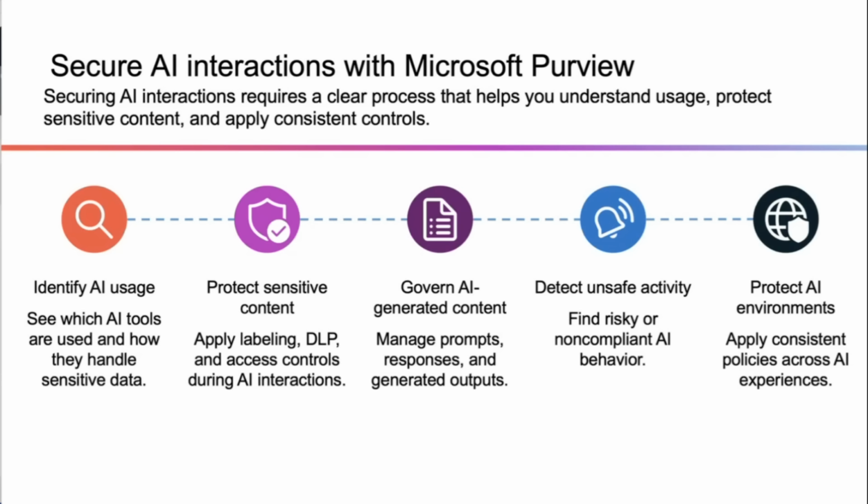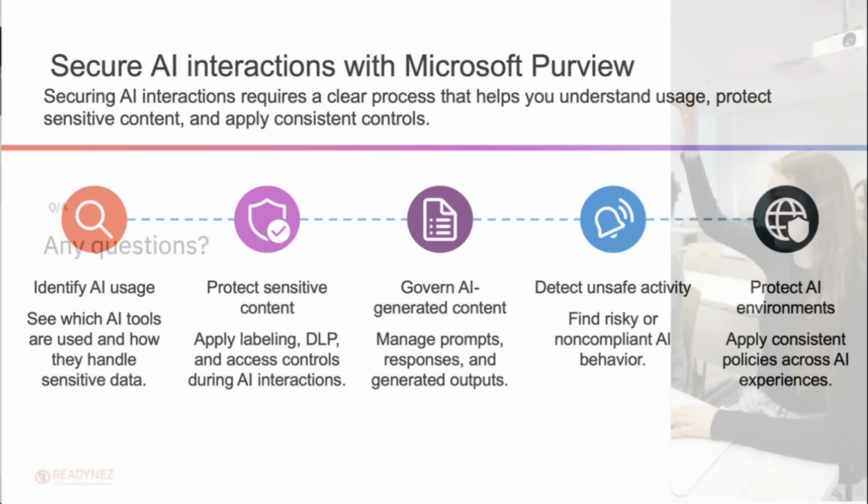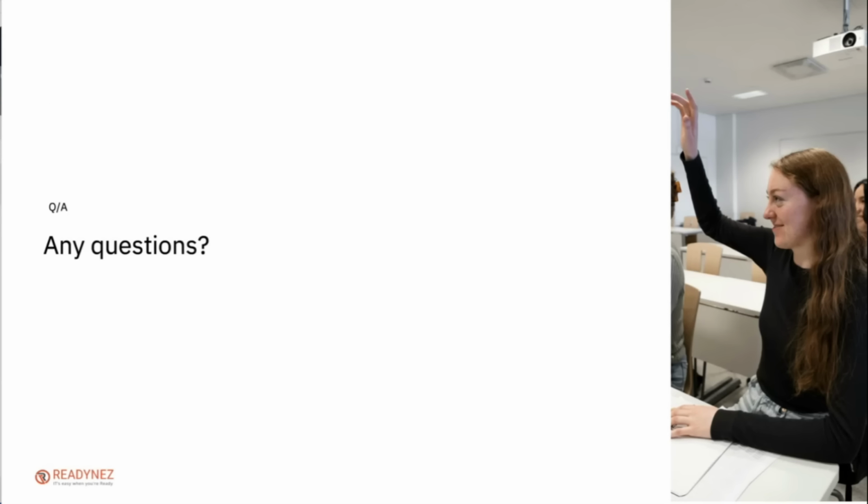And of course, we need to be able to protect across the environment, no matter what AI people are using. So if an organization is bringing various things in, we need to have governance across all of those as well.